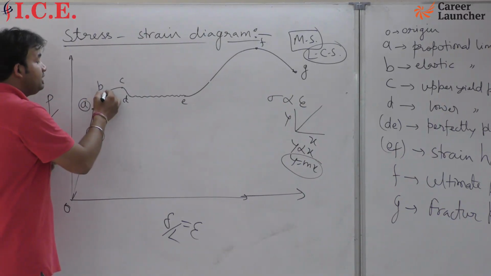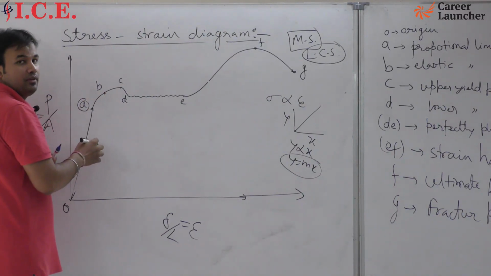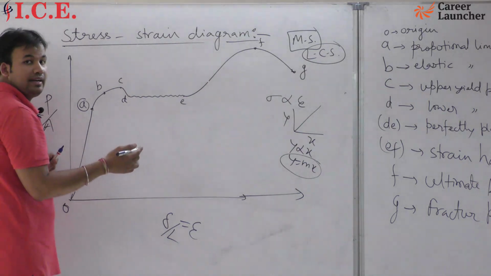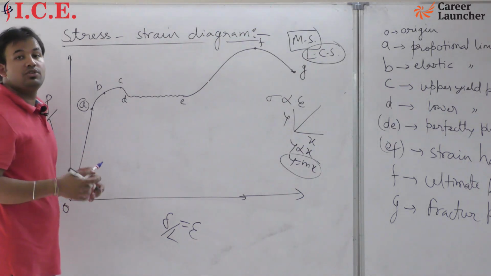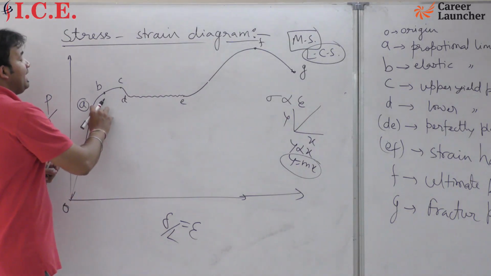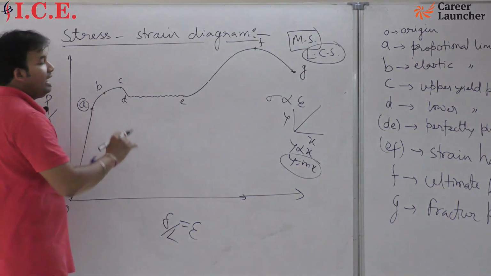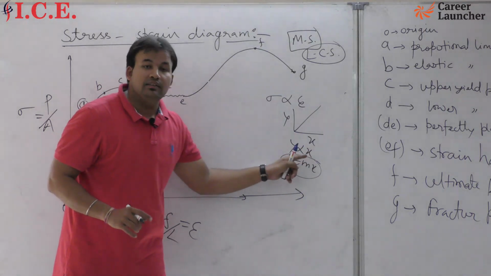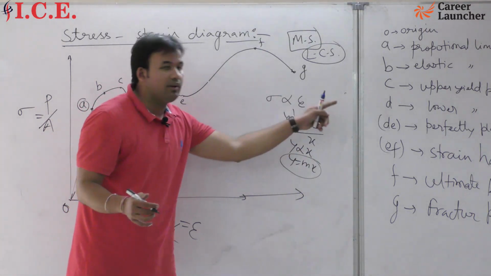But if we consider this point B, as I told you, in many books you will find that stress is directly proportional to strain up to the elastic point. That is wrong. Why? Because from point A to B, that is a curve, and y directly proportional to x, that you can't apply for a curve line.